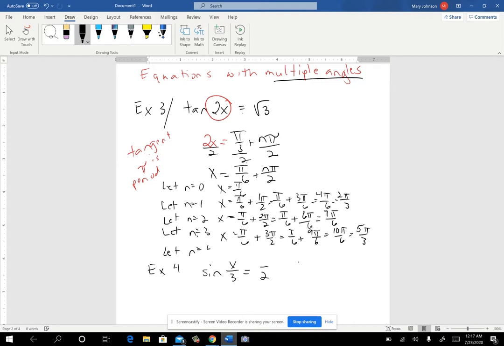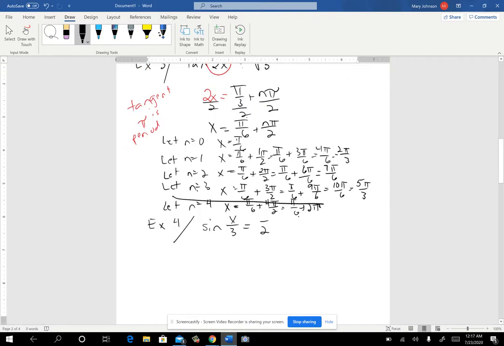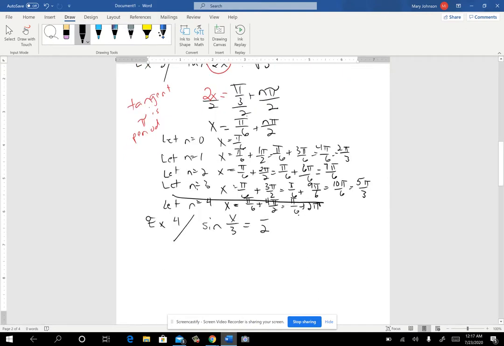Let's see what happens if we let n equal 4. Sometimes these go on for a long time. That's pi over 6 plus 4 pi over 2. But you see how 4 pi over 2 is really 2 pi? That means that angle is going to be bigger than 2 pi, so I don't have to finish that one. Okay?